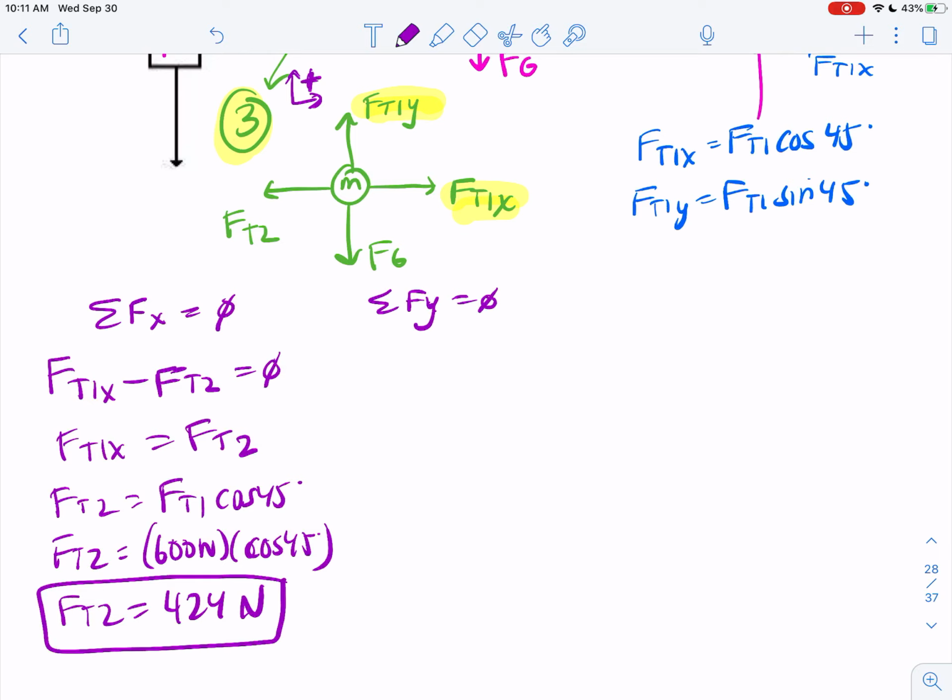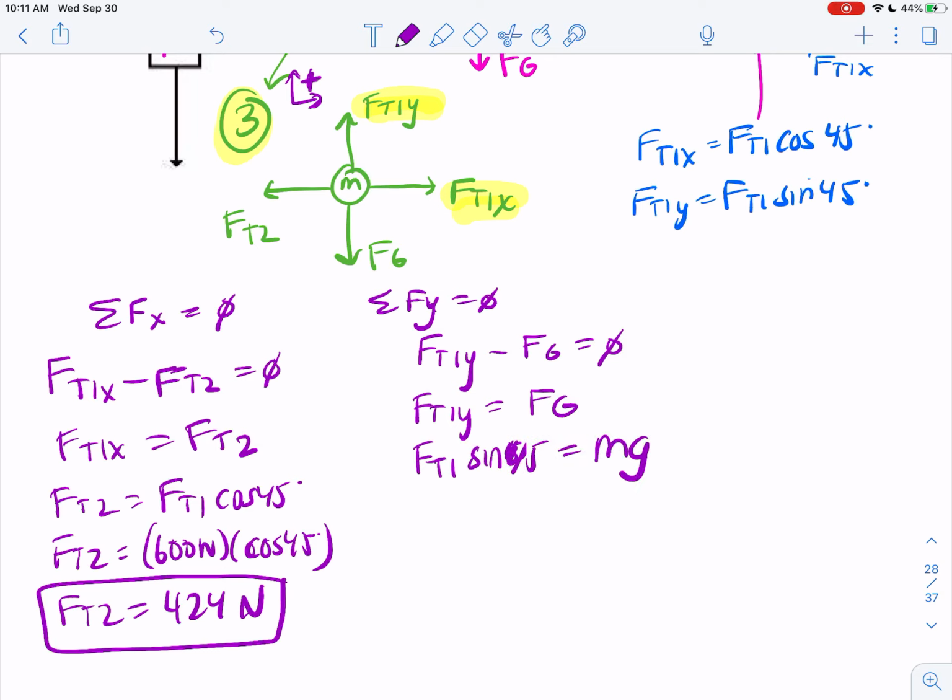If I do the same thing in the y direction, I'm going to do everything facing up minus everything facing down. Okay, so I'm going to see that my FT1Y equals my FG. All right, and if you want to, you could write FT1 sine 45. Okay, you can find the FG first, or you could substitute in the MG at this point, mass times 10 newtons per kilogram. Okay, I'd probably go ahead and do it that way just to practice with the variables.